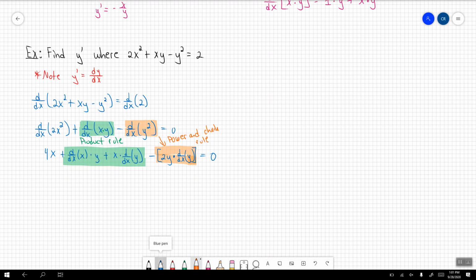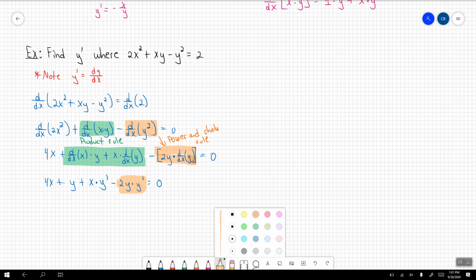So now we can go through and simplify a whole bunch of terms. The first term is just 4x. The second term now becomes just y. The next term becomes x times y prime. And the last term becomes 2y multiplied by y prime, and this is equal to 0. Awesome. Again, just highlighting the pieces as to where they belong. There we are. Great so far.